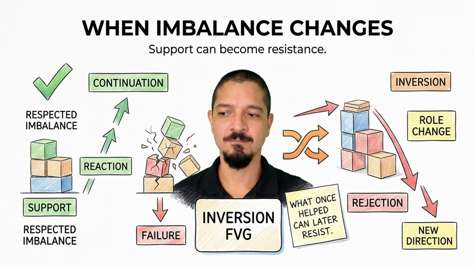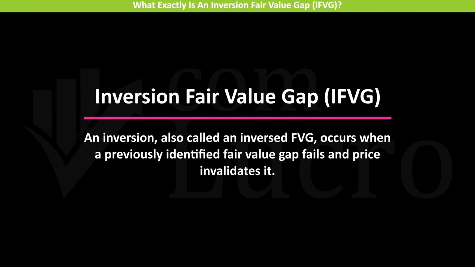However, the market does not always respect these zones. Sometimes, the same imbalance that once acted as support or resistance can fail, and when that happens, the role of that fair value gap can completely change. This behavior leads to what is known as an inversion fair value gap. So what exactly is an inversion fair value gap?